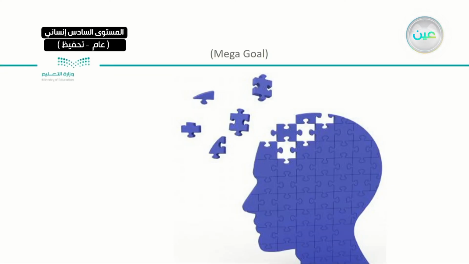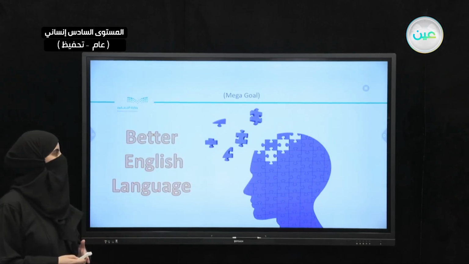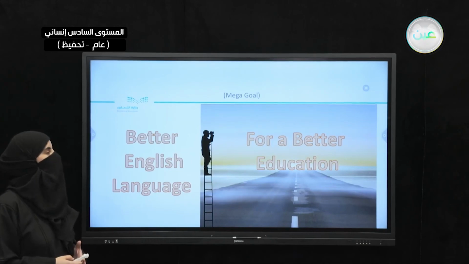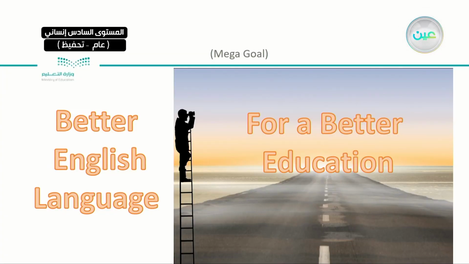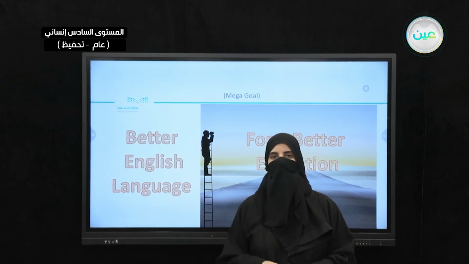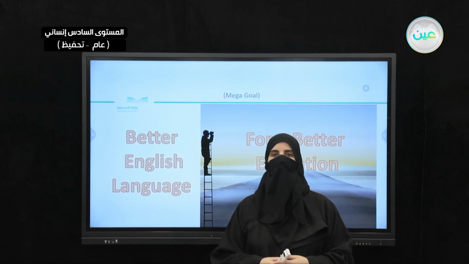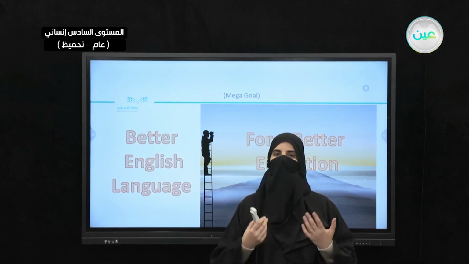So at the end of our week, we had a main outlook of what we're going to do, inshallah, within our Mega Goal 5. We have here better English language for a better education. Keep in mind that you are correcting yourself and correcting the way that you are going to study and apply your skills before you start studying the syllabus itself. So be ready. We have a lot of interesting things to do and to discuss, and inshallah you're going to enjoy your semester.